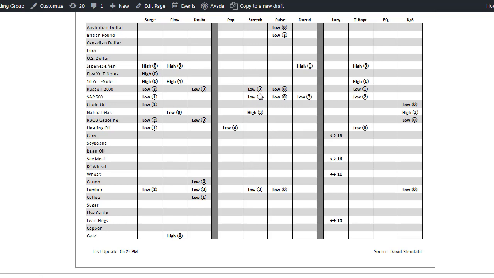The zero represents today's action. These will stay on for a total of 4 trading bars, so in this case 4 weeks, and give you an idea as to what is taking place and whether or not there's opportunity to be had.